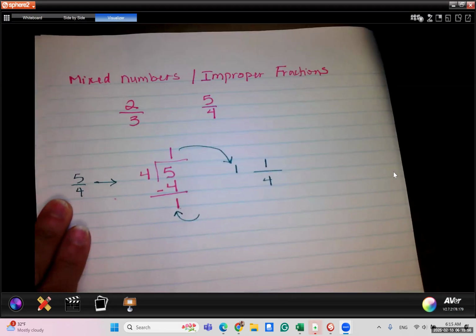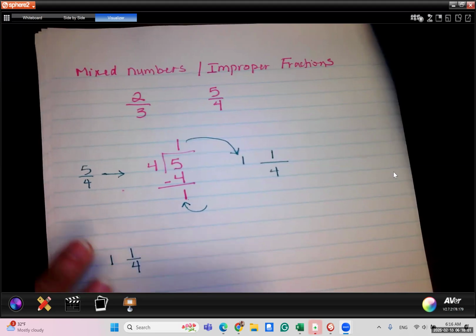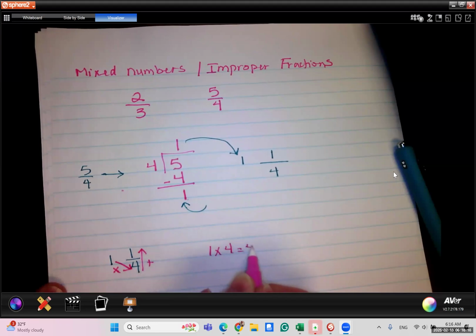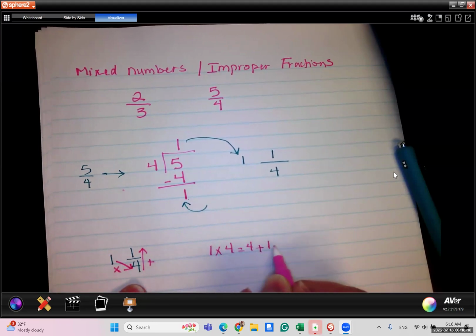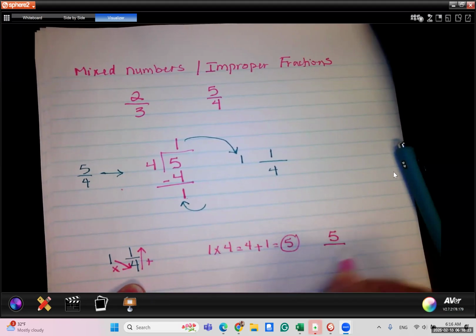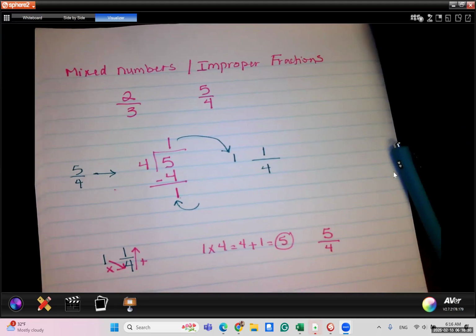Now let's do it the other way and change it into an improper fraction. To do that, you take your whole number, multiply it by the denominator, and then add that to the numerator. So 1 times 4 is 4, and then 4 plus 1 is 5. This becomes your numerator, and again, the denominator never changes. We never touch the denominator in what we do for fractions, okay? So that's how you go back and forth.